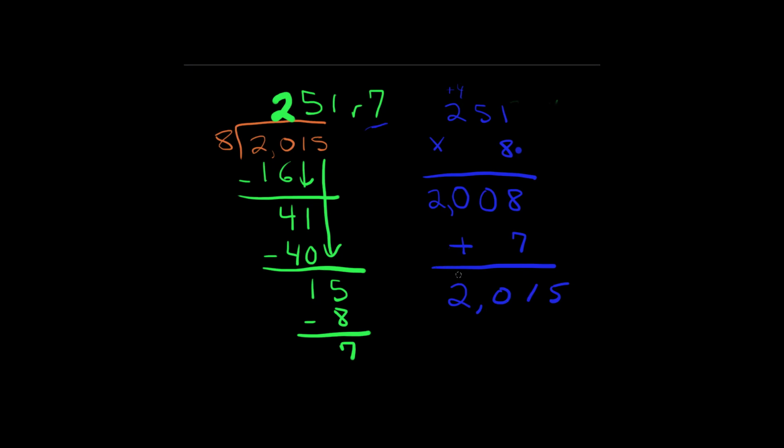So how do we know if we're right? This answer should match up with whatever we had as our dividend. And in this case, it's the exact same. 2015. So you can use multiplying. Our quotient times the divisor, that answer, plus the remainder, should equal your dividend. So that's why it's important to remember some of this terminology or the vocab that goes along with it. So that is how you can check your work with multiplying.